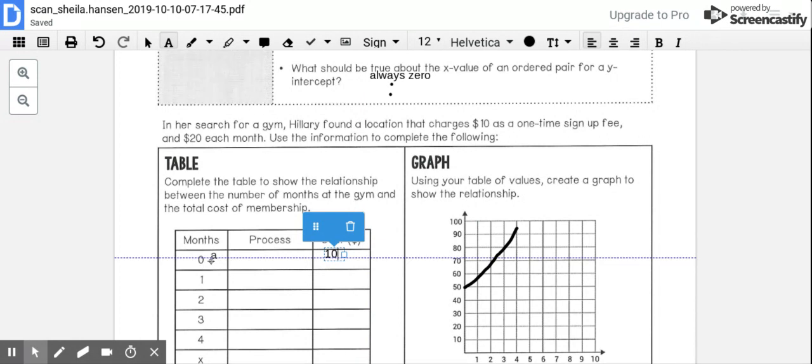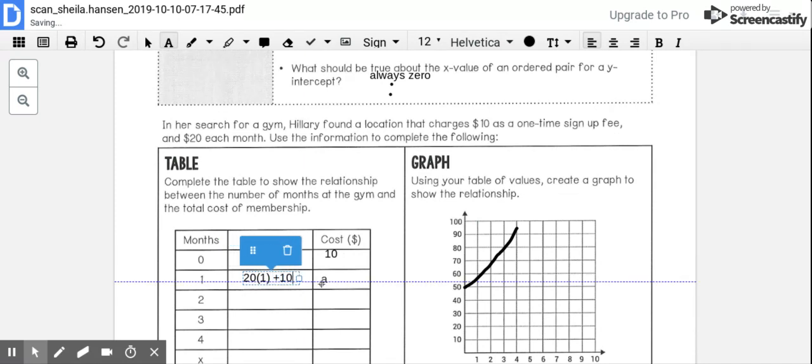So how much does it cost for a 1-month membership? Well, you have your $20 per month, and then you're going to times that on this one by 1, and then you're going to add that membership fee. So you're going to get $30. And definitely do this because that helps you write the equation at the end. Actually, I write the equation first, and then I do that.